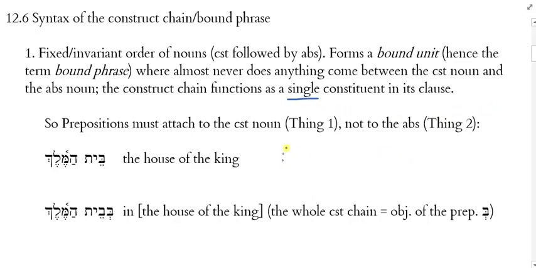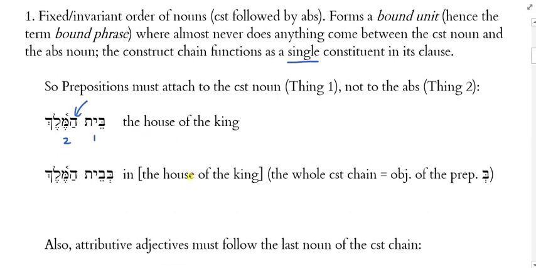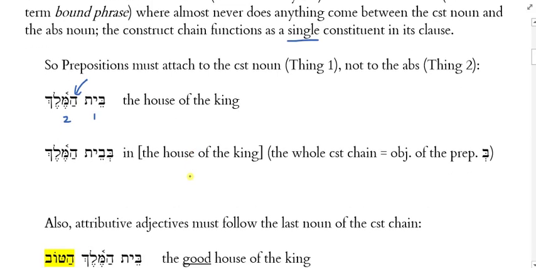So just some examples here. Prepositions. If I have a preposition like in or on or over or to, and I want to then make a construct chain the object of the preposition, it is going to attach to thing one, but it won't attach to thing two. I can't stick it here on thing two because nothing can intervene. Nothing can come between the two here. All right. So example, I have Beit HaMelech, just the house of the king.